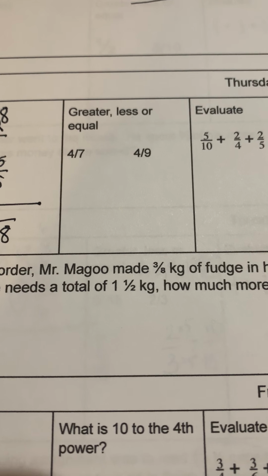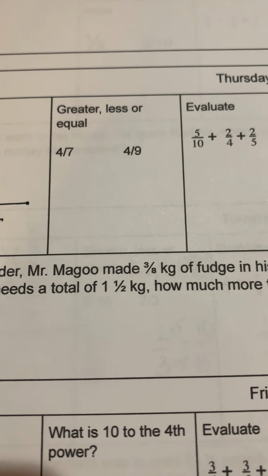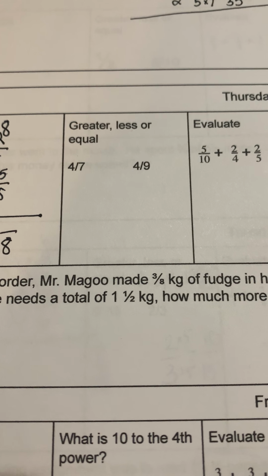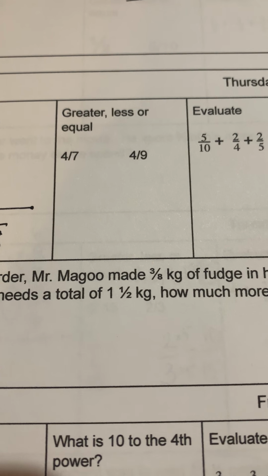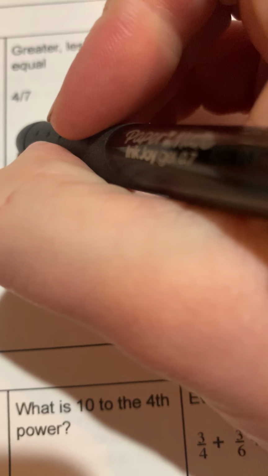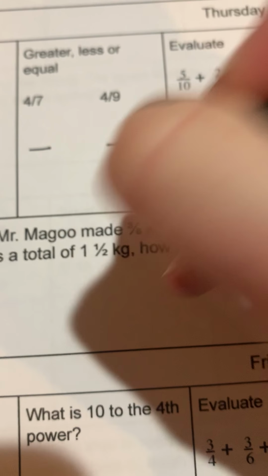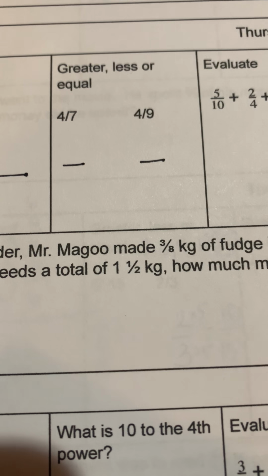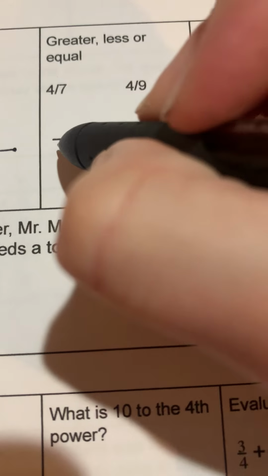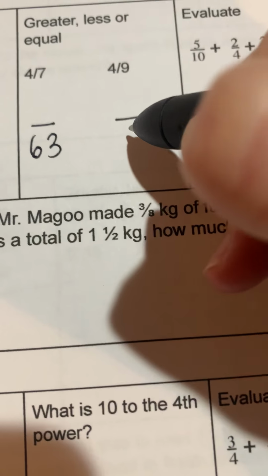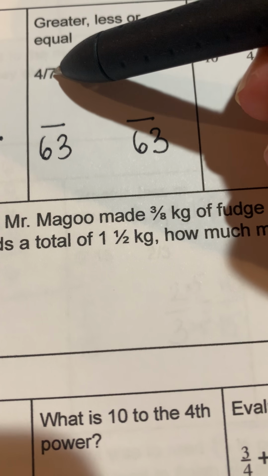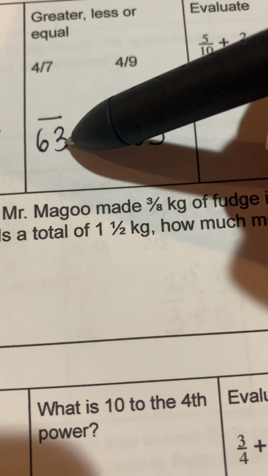Your next one, greater, less, or equal. We have 4/7 and 4/9. We notice that the two denominators are different, so we need to find a common denominator. If we do 7 times 9, we get 63. So for the denominator, we did 7 times 9 to equal 63.